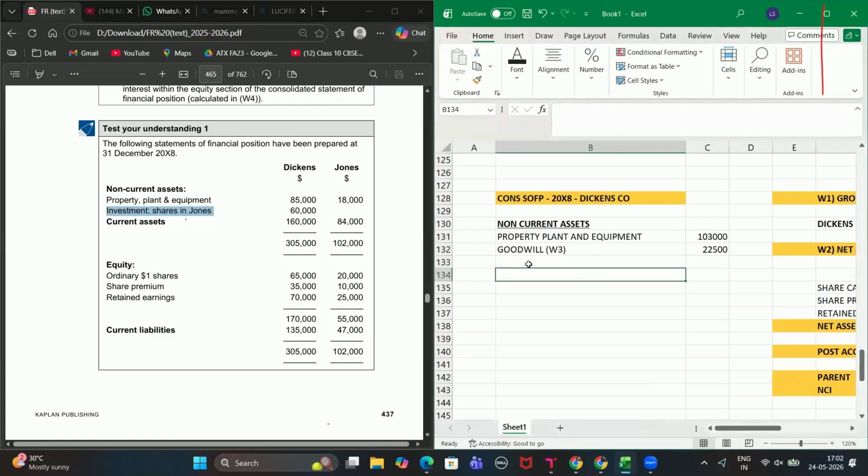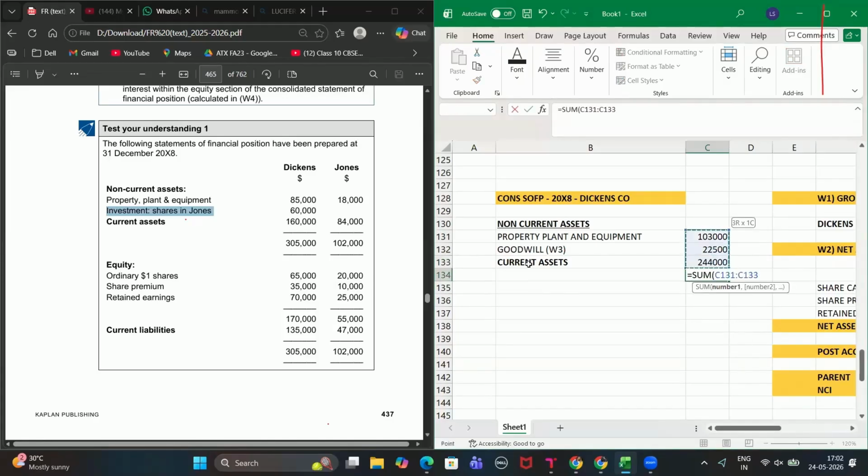So, what about current assets? Are there any current assets? How much are the current assets? What will be the value? It will be 160,000 plus 84,000. So what will be the total? The 369,500. What is this? This is the total assets.